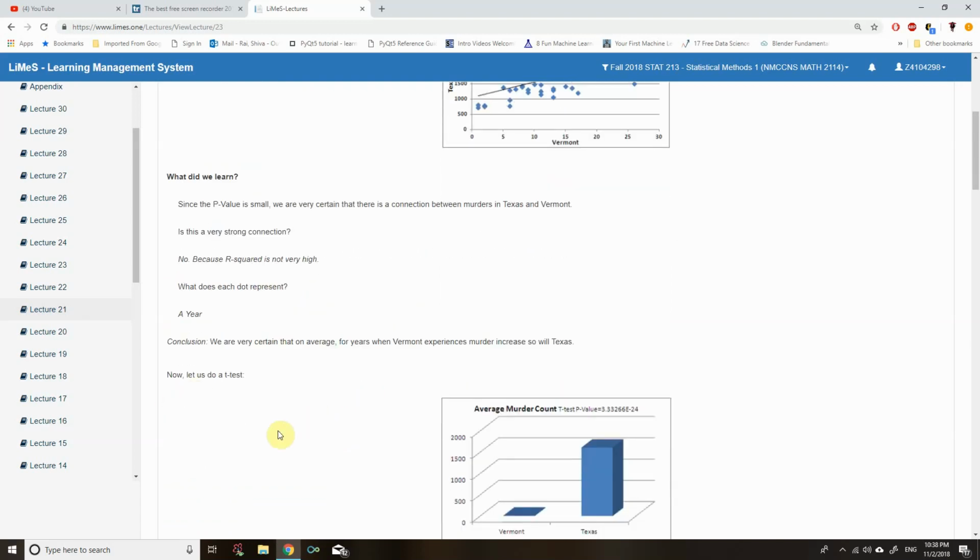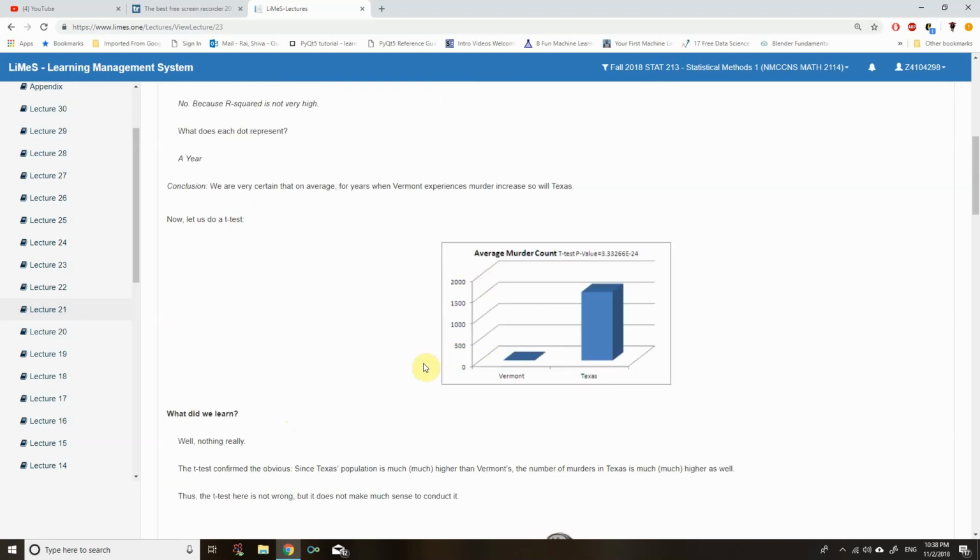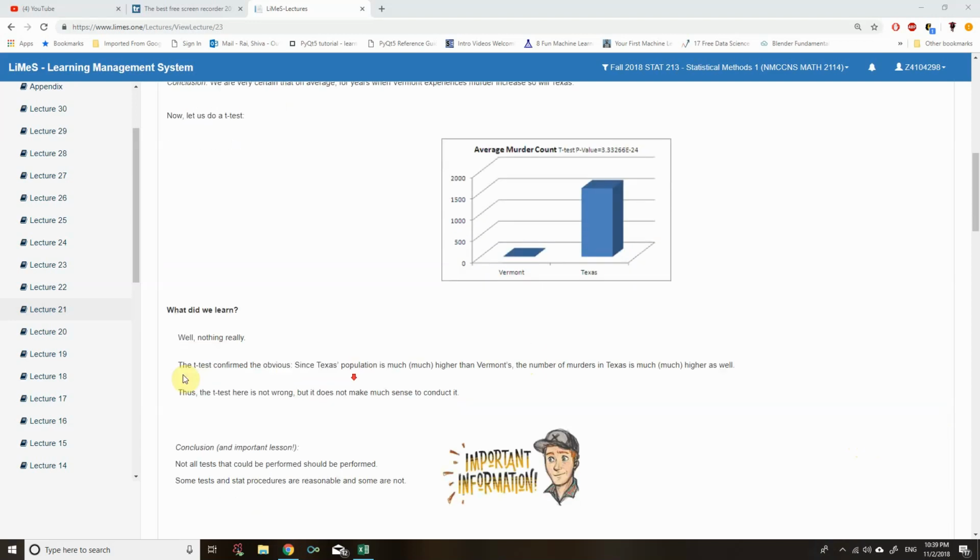And let us look at this graph, and you can see that the average murder count in Vermont is way less and Texas is very high. Okay, you can see that the p-value for the t-test is 3.33 e to the power negative 24, which is very small. Okay, what did we learn? Well, nothing really. The t-test confirmed the obvious.